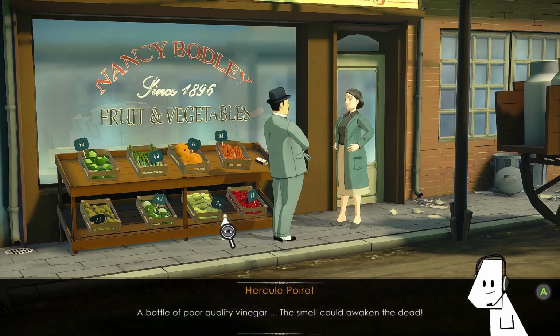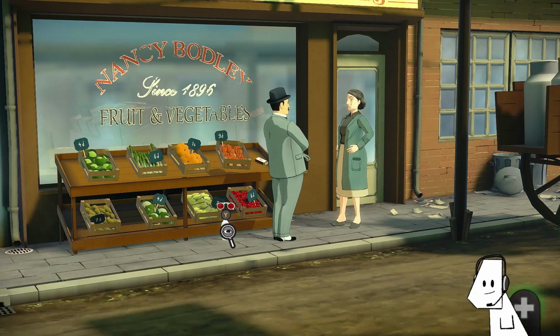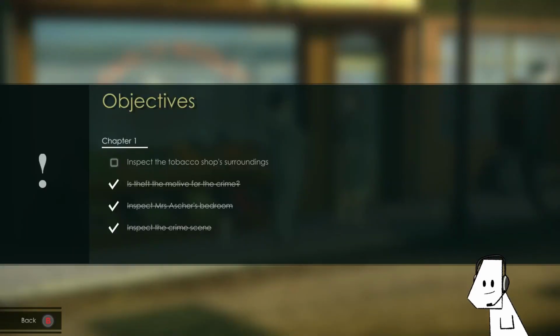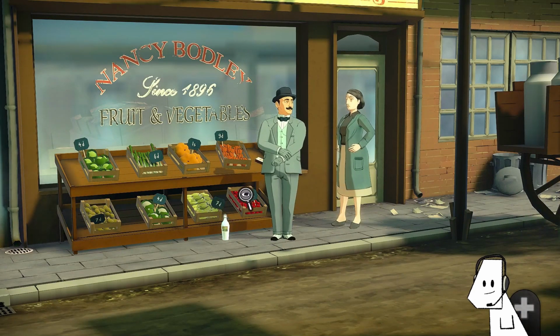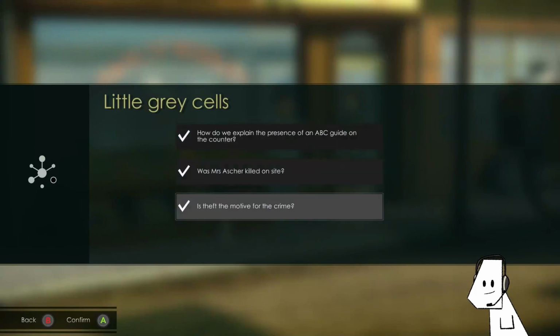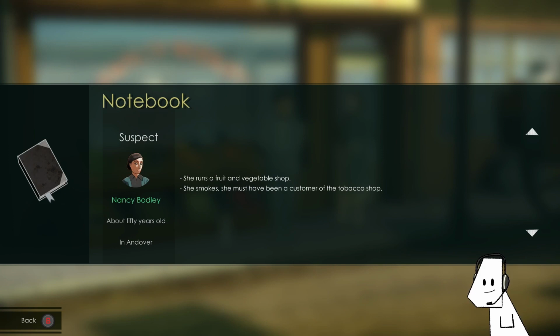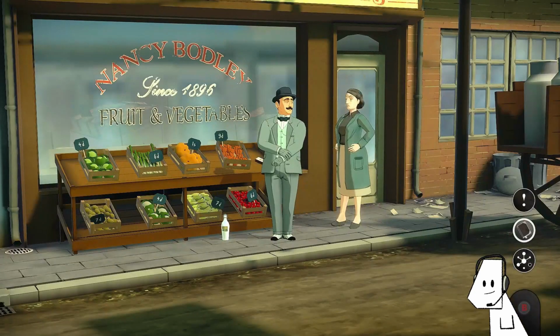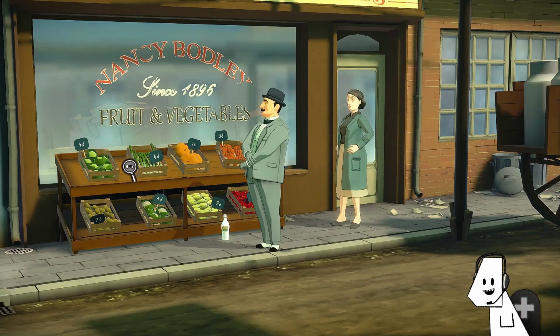I don't think... A bottle of poor quality vinegar. The smell could awaken the dead. What's the objective here? Observe the surroundings. Do I have a new...? No. Ah, there you go. She runs a fruit and vegetable shop. She smokes. She must have been a customer of the tobacco shop. So that's all we have on her. I will talk to her again in a minute. Actually, no, I don't think I will because I don't have anything else.